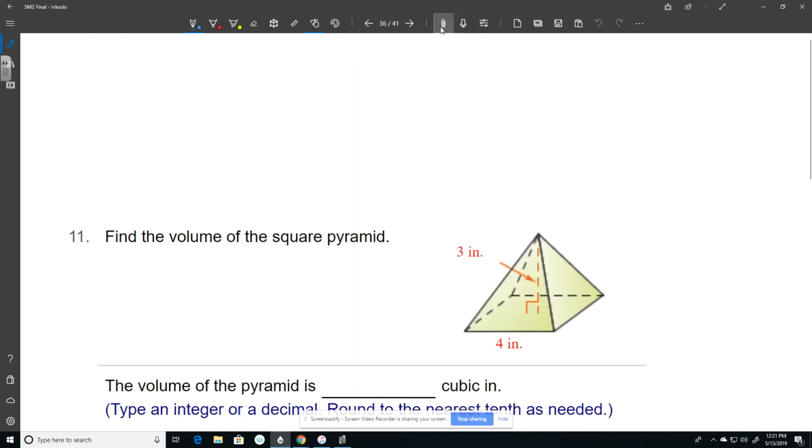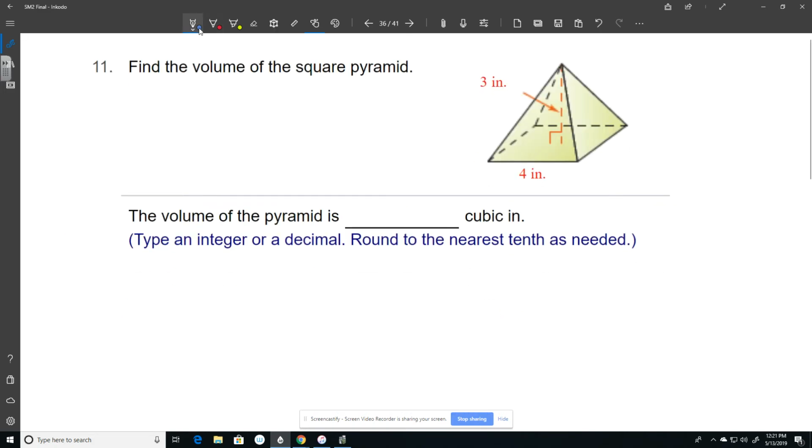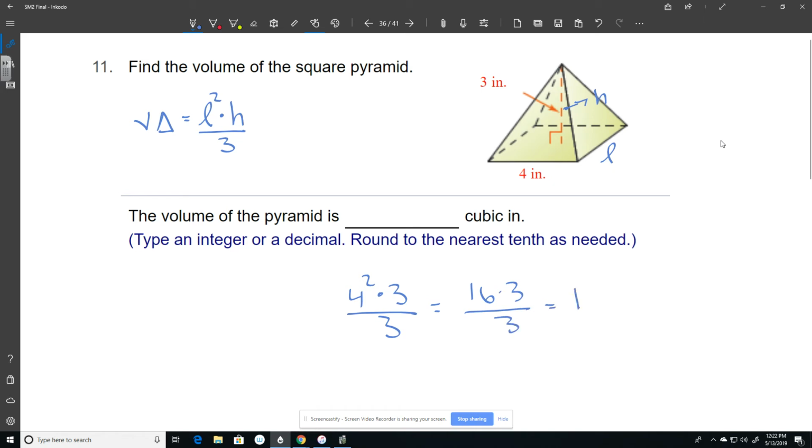Number 11, move this one up again. Number 11 wants you to find the volume of a square pyramid. Again, if you know the formula, the volume of a pyramid is just the length squared, and by length, we're talking about the length of the bottom. If I times that by the height, which is right here, and then I divide by 3, it gives me the volume. So all you have to do, plug the numbers in. L squared, my L, this is a square pyramid. So if this is 4, then this is 4. So 4 squared times my height, which is 3, divided by 3. Simplify, that becomes 16 times 3 divided by 3, which just equals 16.